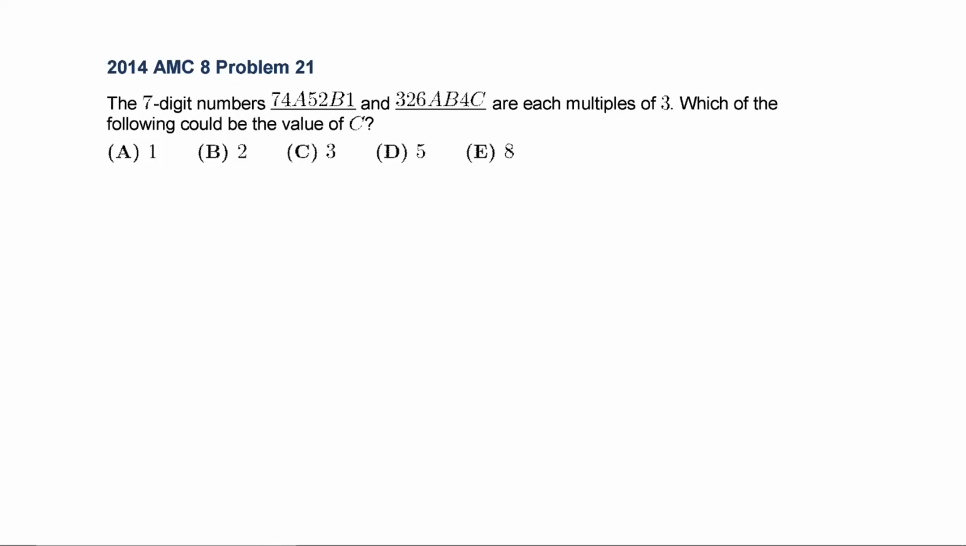Okay, so in order for a number to be a multiple of 3, the sum of its digits has to be a multiple of 3 too. So let's just add the digits of each of these numbers. So for our first number, you get 7 plus 4 plus A plus 5. Hang on, that was a bad A.